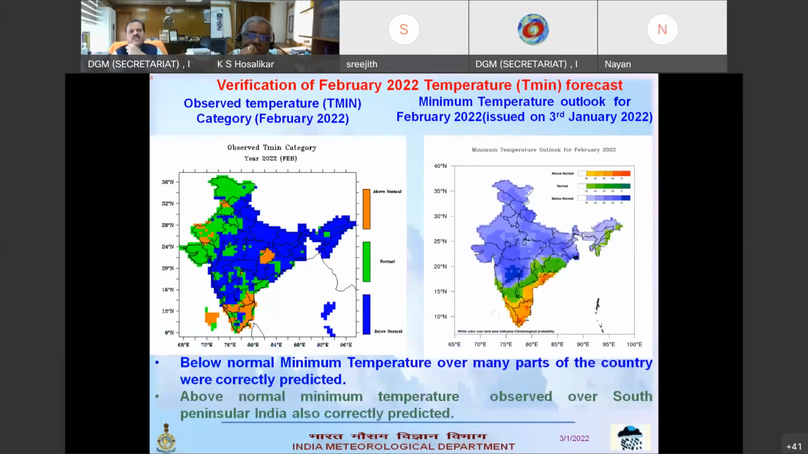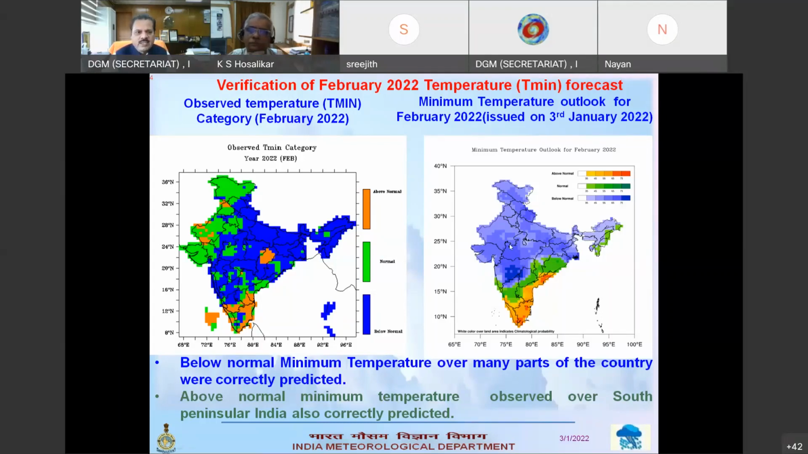Now coming to the minimum temperature in the month of February and its forecast, the left-hand side diagram is the actual minimum temperature in the month of February, and the right-hand side is the minimum temperature outlook for the month of February. We predicted that there is probability of above normal temperature over southern parts of the country, especially Kerala, Tamil Nadu, and Andhra Pradesh. And it actually happened so in South Andhra Pradesh, some parts of Rayalaseema and Tamil Nadu, and in Kerala and adjoining South Karnataka, which had above normal temperature.